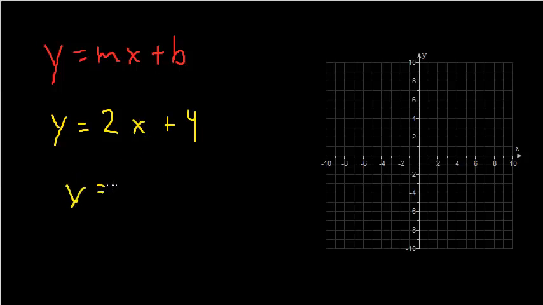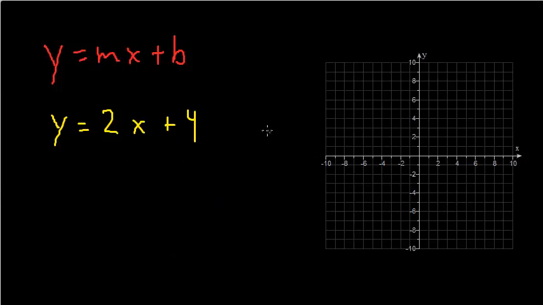We have y equals 2 times 0 plus 4. 2 times 0 is 0, 0 plus 4 is 4, so y equals 4 when x equals 0, and that is our y-intercept. We won't have to calculate our y-intercept every time, because we'll know that this value is always going to be the y value of that y-intercept.